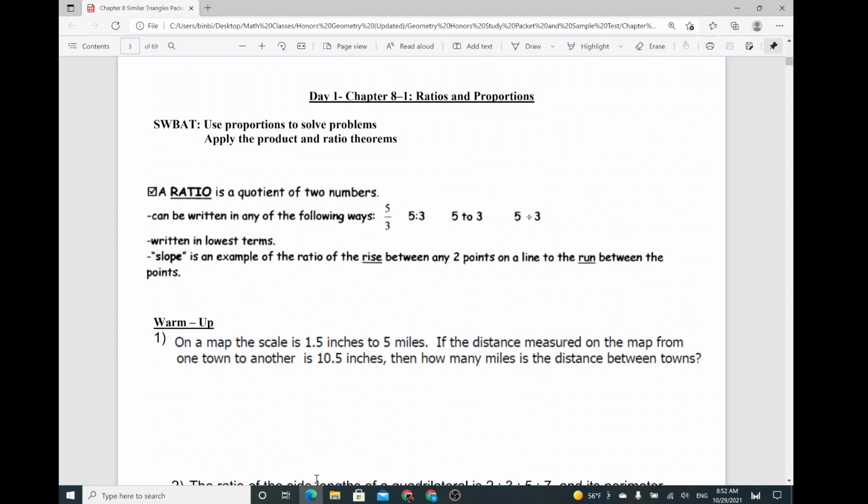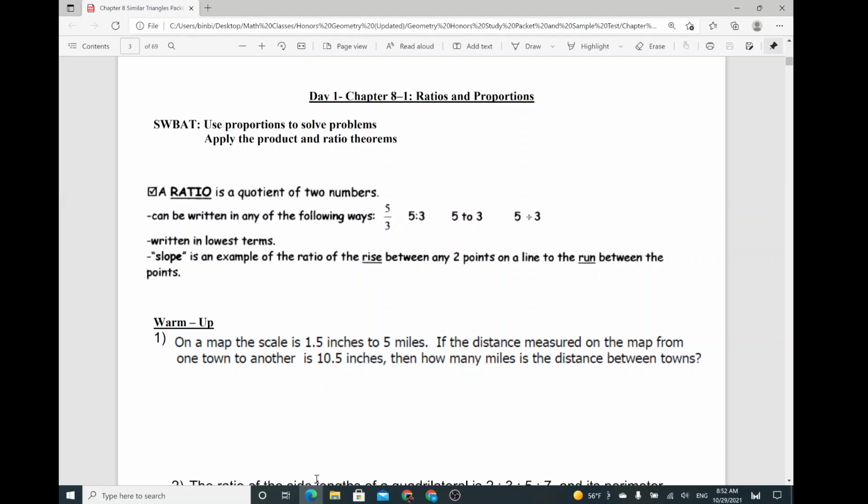Today I would like to talk about Chapter 8 in Geometry, the ratios and proportions. The goal today is to use proportions to solve problems. And the second objective is to apply the product and ratios theorem.